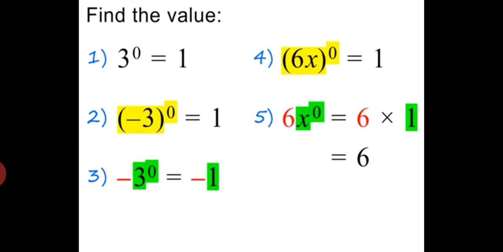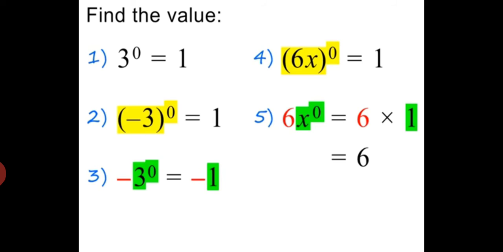Now example number 1 is clear, 2 is also. Coming to example number 3, here 0 is the power of only 3, not minus 3. Here given minus of 3 to the power 0. So the result will be minus 1, not positive 1, negative 1.